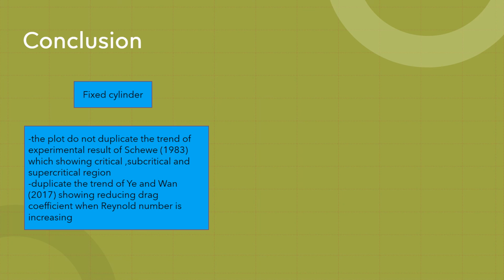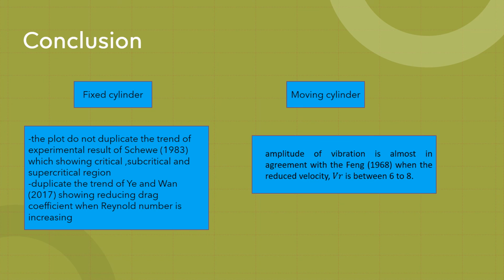So in conclusion, for the simulation on the fixed cylinder, the plot of drag coefficient does not duplicate the trend of the experimental result of Sui 1983, which shows the subcritical, critical, and supercritical regions. However, it does duplicate the trend of the simulation result by Yin 2017, which shows the drag coefficient reducing when the Reynolds number is increasing. And for the moving cylinder, the amplitude of vibration is almost in agreement with Feng 1968 when the reduced velocity VR is between 6 and 8.